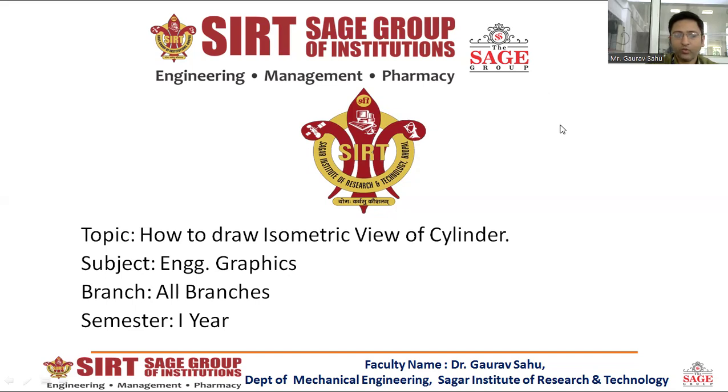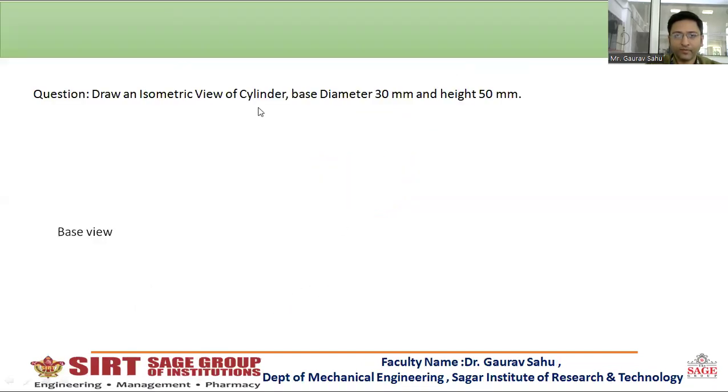Today, we are here to discuss the topic how to draw isometric view of a cylinder. It is part of engineering graphics, which is the first year subject, and it is for all branches. So let us start with a question: draw an isometric view of a cylinder, base diameter 30 mm and height 50 mm.